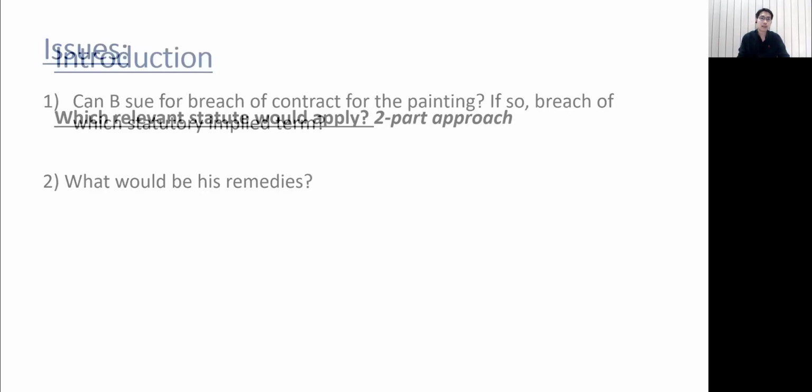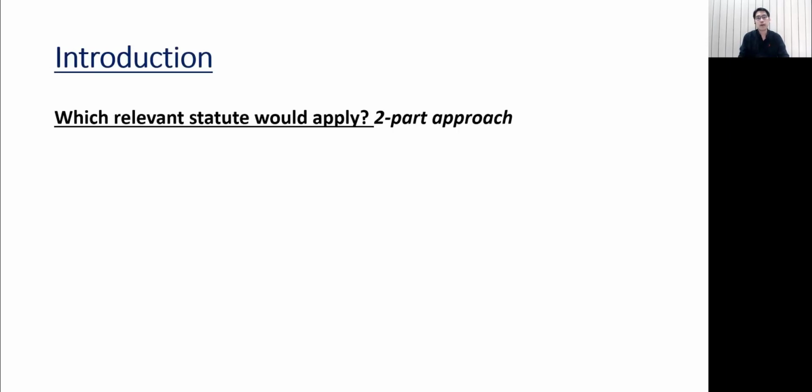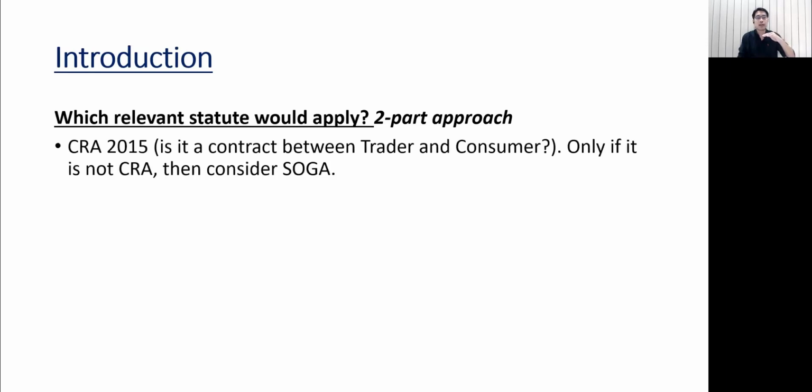Now, starting, of course, with the first part, of which relevant statute will apply, it's a two-part test. The first part of the test is where we want to ask, is it CRA? And in particular, whether or not there is a trader and a consumer, right? It's a B to C contract, but don't use the word B to C, although it's not wrong. The correct term to be used is T to C, right? Trader, consumer. That's the label used in CRA, a trader and a consumer.